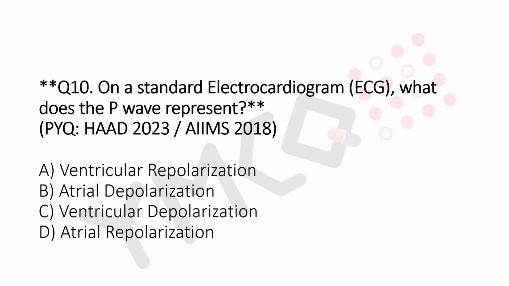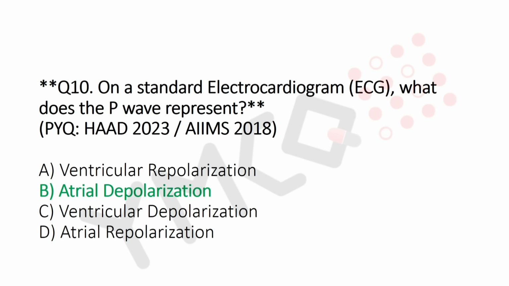Now let's move to question number 10. On a standard electrocardiogram, that's ECG, what does the P wave represent? Option A, ventricular repolarization. Option B, atrial depolarization. Option C, ventricular depolarization. Option D, atrial repolarization. And the answer is option B, atrial depolarization.